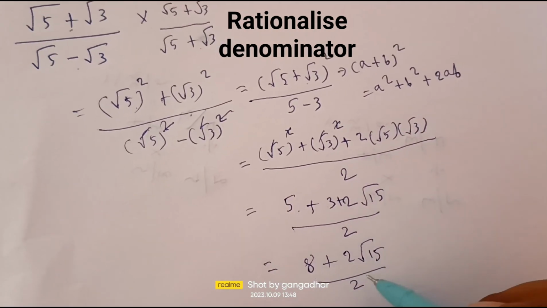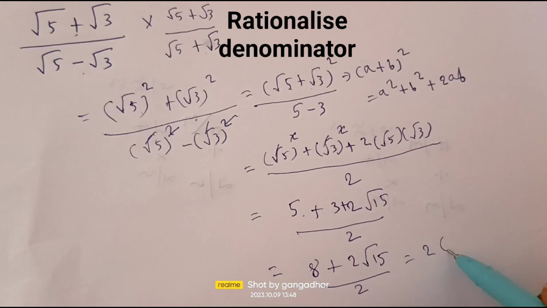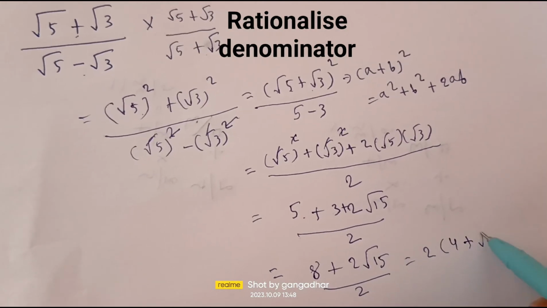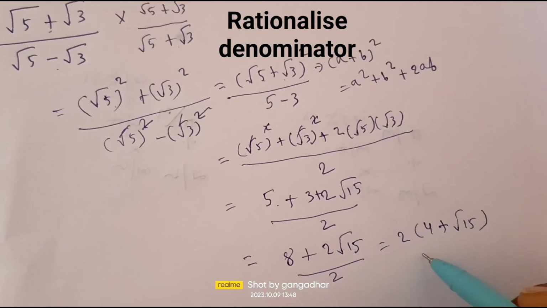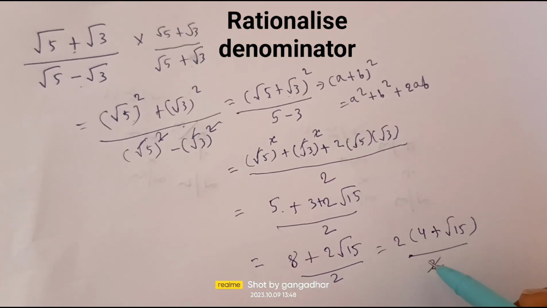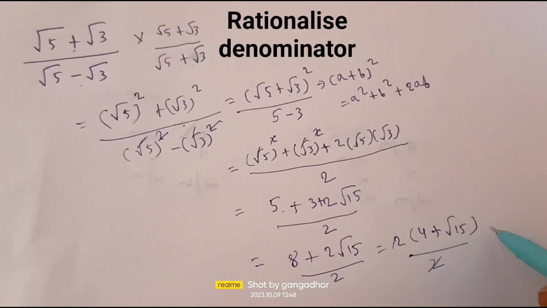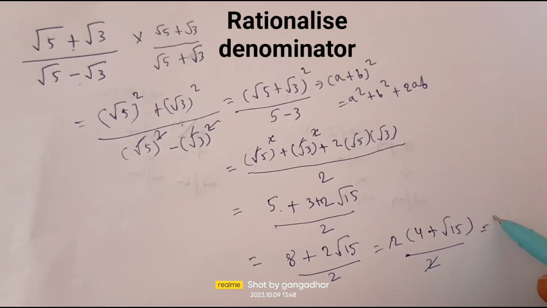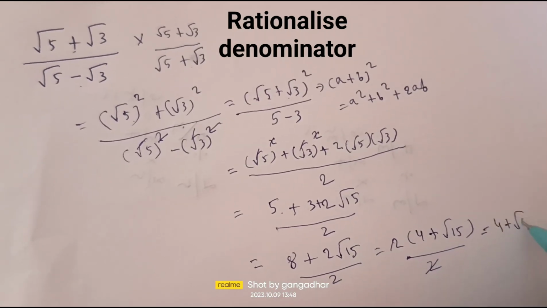In this we take 2 as a common, 2 fours are 8, plus root 15, divided by 2. 2 cancel, we get 4 plus root 15, which is our final answer.